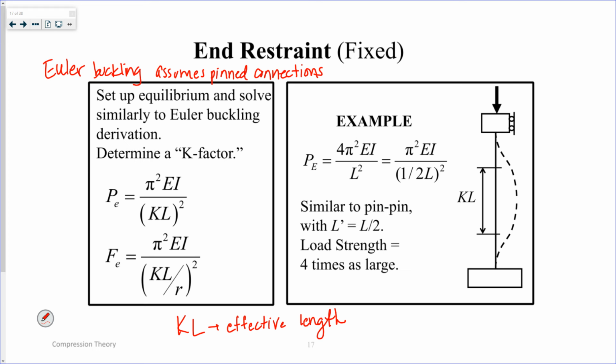And what they find out is, if this is my pin for my Euler, P_E, a column that's fixed will buckle at a load that is 4 times larger than the Euler buckling load. Load strength 4 times as large. If I take that 4 and put it down in the denominator, I find a K factor of 0.5.